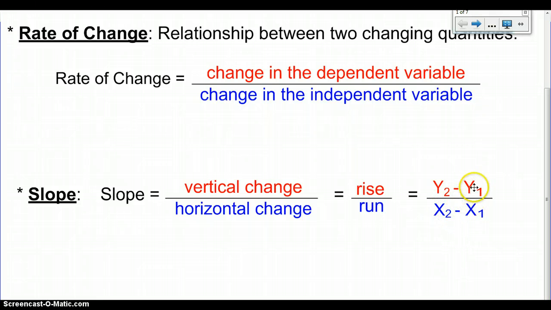You can also do y1 minus y2 over x1 minus x2, but you have to make sure if you start with the 1 for the y's, you have to have the 1 for the x's also. We'll come across that in a little bit.